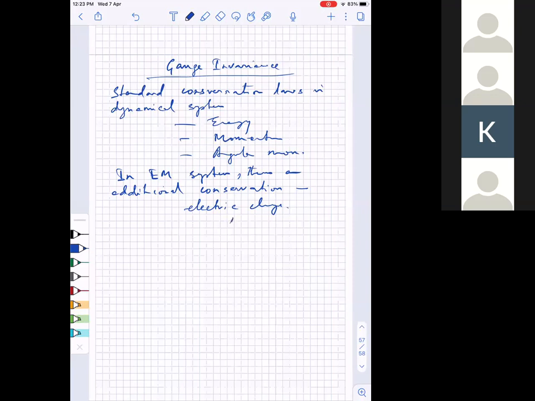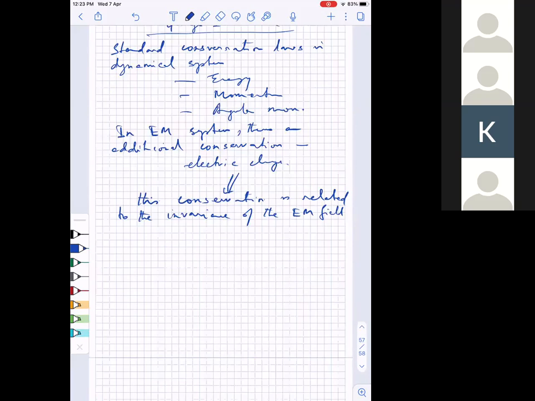So this conservation is related to the invariance of the electric fields, which are related to the potentials.